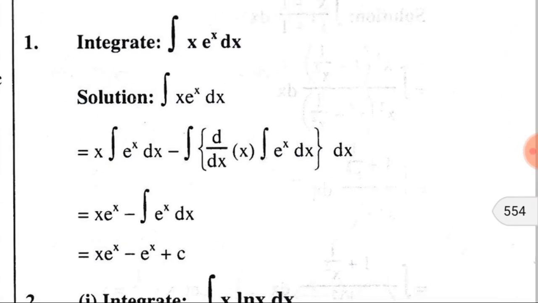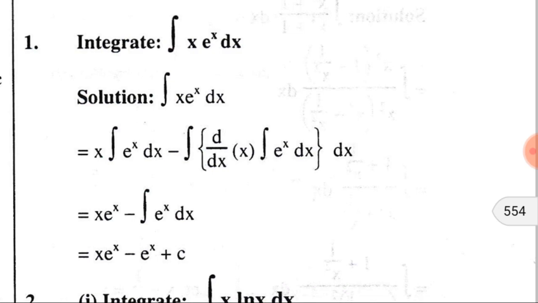Dear audience, here the first function is x and the second function is e to the power x, and we consider x as the first function u and e to the power x as v. Then applying the formula, we get x times the integration of the second function e to the power x, minus integration of the differentiation of the first function x times the integration of the second function e to the power x, dx.